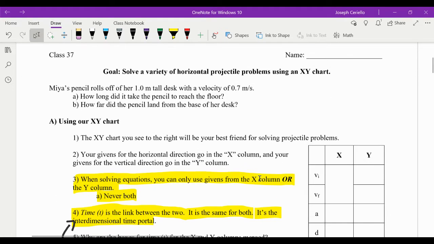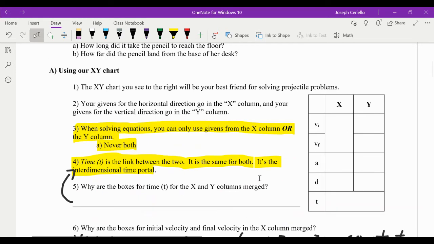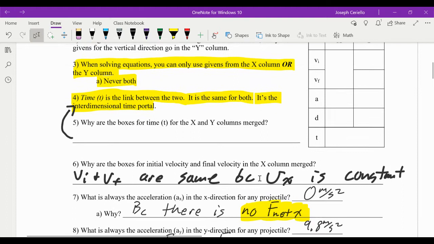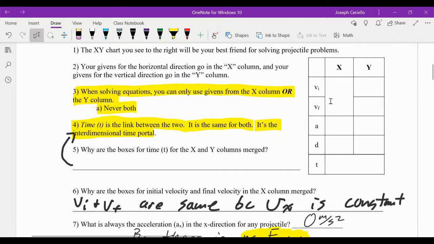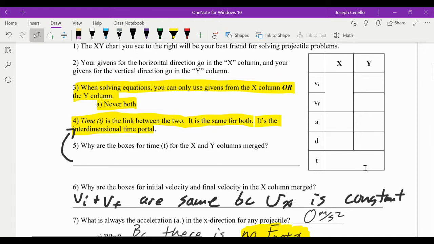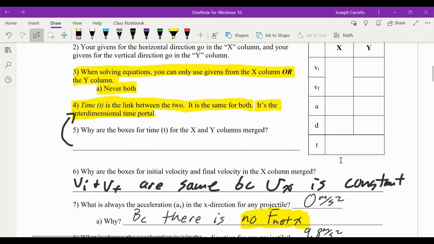So class 37 opened up with just talking about what an XY chart is. Basically, you did this already. But you know that the initial velocity and final velocity in the x direction are the same because the velocity in the x direction is constant. There's no acceleration in the x direction. Okay, the time is the link between the two. It's the same for x and y. So that's why those two boxes are connected.